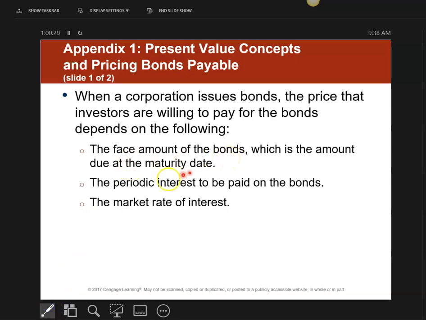What's the face value of the bond? The periodic interest rate. This is the contract interest rate and the market rate. These are the three things we always need to know.